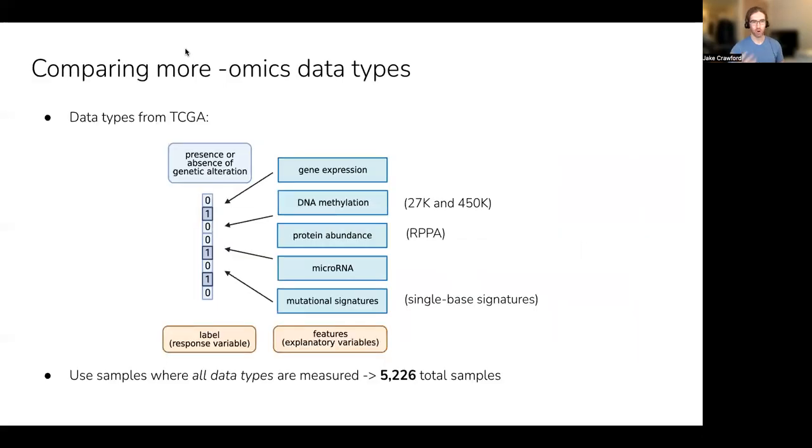So what if we want to compare more omics types? We can use, in addition, protein abundance data in the form of RPPA, microRNA, and mutational signatures, in this case, single base signatures. And so again, we're using samples where all of those data types are measured. That gives us about 5,000 total samples. So it's quite a bit fewer samples in this case.